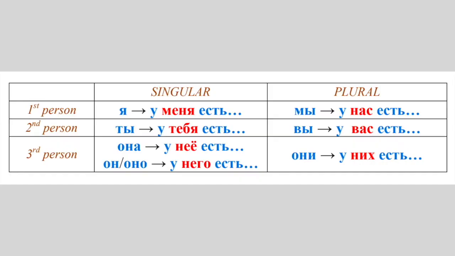Let's look at this table. The first person, я, will change to у меня or у меня есть. I have something, I've got something, or something belongs to me. Plural, мы, will change to у нас есть. Second person, ты, will change to у тебя есть, or simply у тебя. And plural or respectful вы, we will say у вас есть. And the third person, она, we will say у нее есть. Он and оно, we will say у него есть. And они, we will say у них есть.